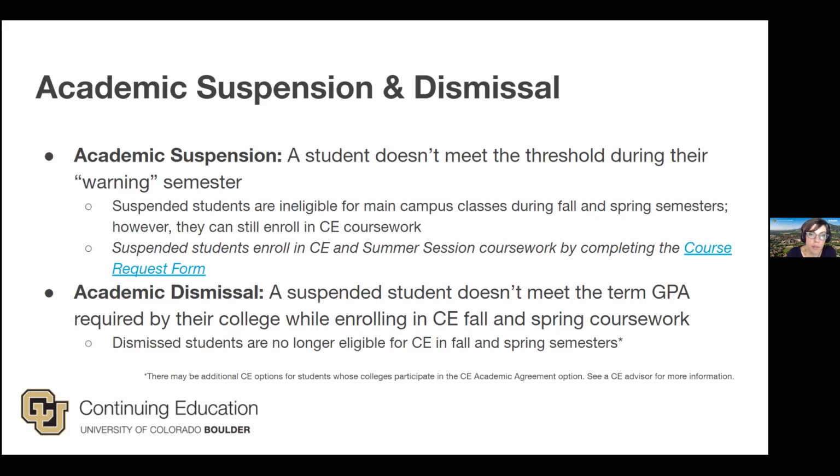And academic dismissal means that now the student is no longer eligible for continuing education, fall and spring coursework. Once again, though, anyone can enroll in summer classes. So that's continuing ed and main campus summer, regardless of academic standing. So that's still an option for the student.